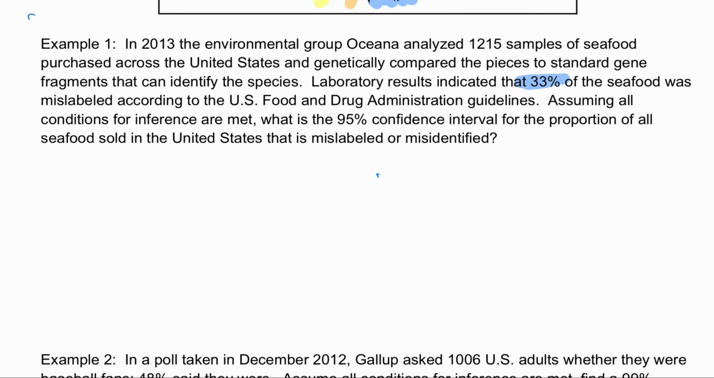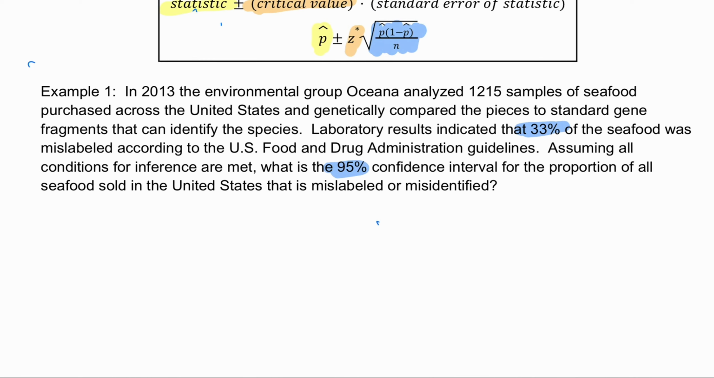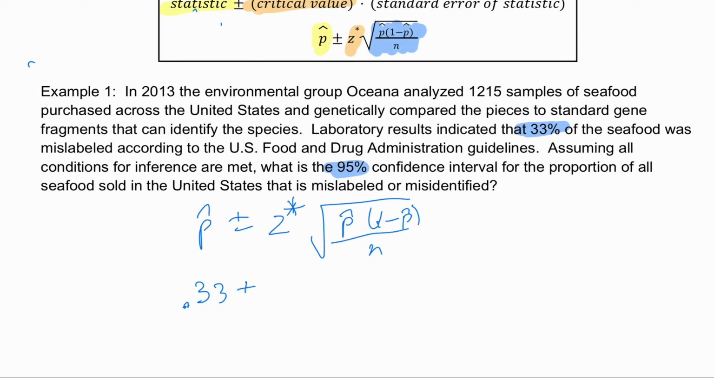We want to assume all conditions for inference are met. What is the 95% confidence interval for the proportion of all seafood sold in the United States that is mislabeled or misidentified? So again, if we use that formula, our confidence interval formula, we need to identify our p hat, add and subtract the z critical value times the standard error, and the standard error is p hat times 1 minus p hat, all over n. Now, when we fill in our numbers, p hat is 0.33. We're going to add and subtract.